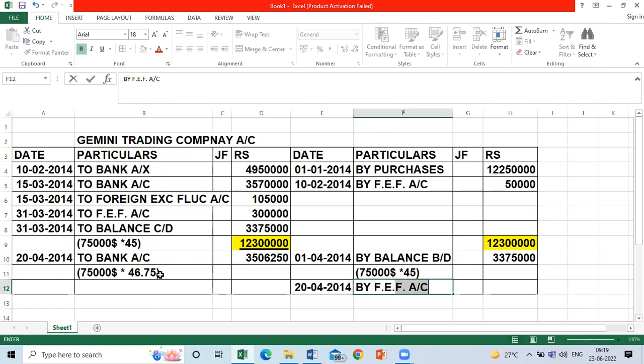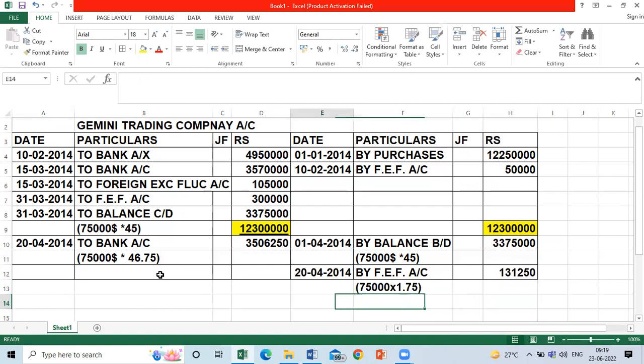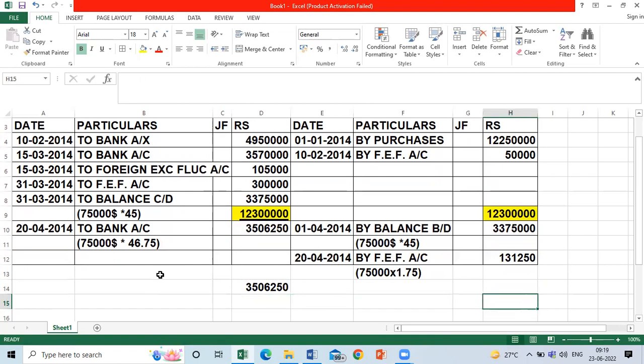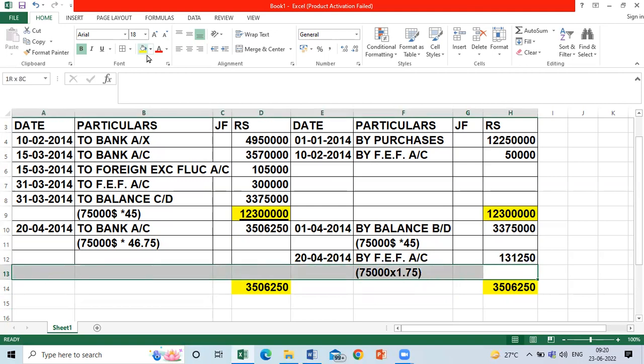By foreign exchange fluctuation account, $75,000 multiplied by the difference, the difference of 1.75. Now if you total both the sides, here we have 35,06,250. Here we have 131,250 plus 33,75. It will automatically tally. This is my closing of the books of accounts of Gemini Trading Company because the account has been settled completely.